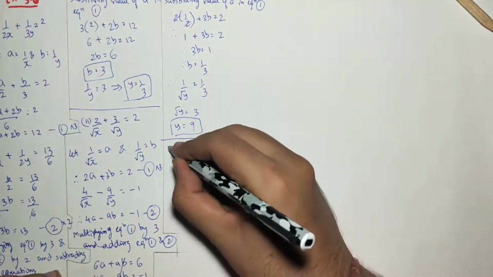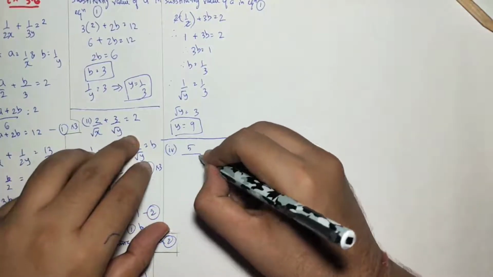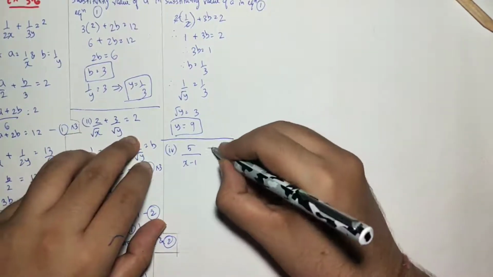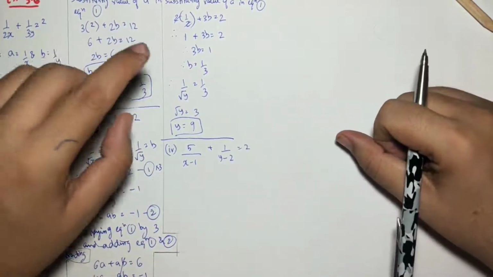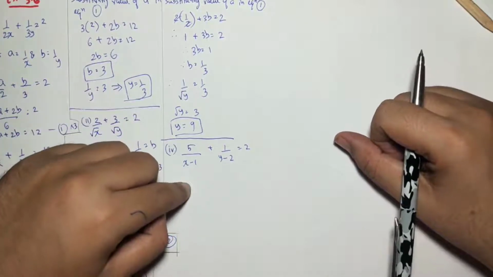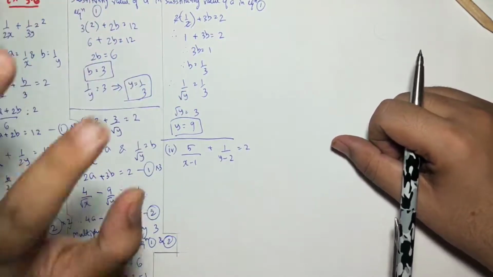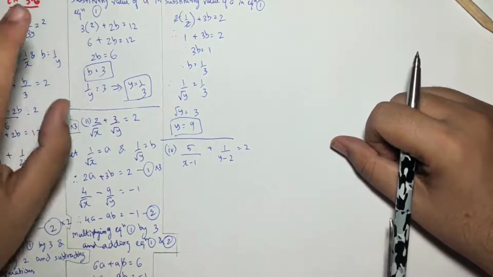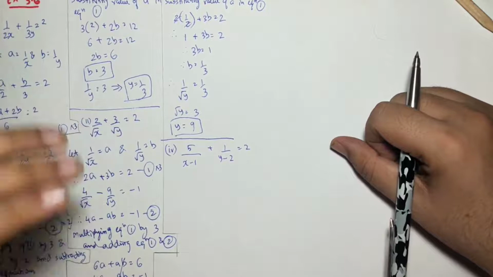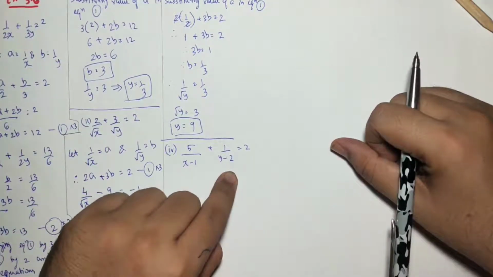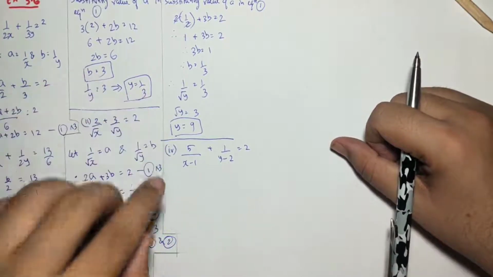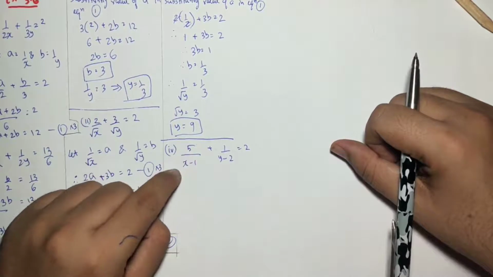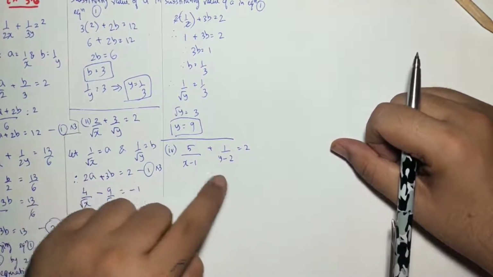So let me do the fourth question. My first equation is 5 upon x minus 1 plus 1 upon y minus 2 equals to 2. Till now, in all the questions, the denominators were monomial: x, 2x, root x. So when the denominators were only monomials, we took 1 by x as a, 1 by y as b. But now the denominators are binomials. If the denominators are binomials, we have to take care that we cannot take only 1 by x as a and 1 by y as b, because the whole denominator is binomial.